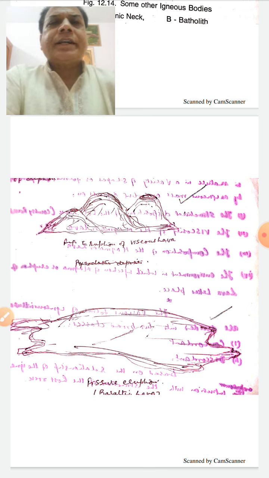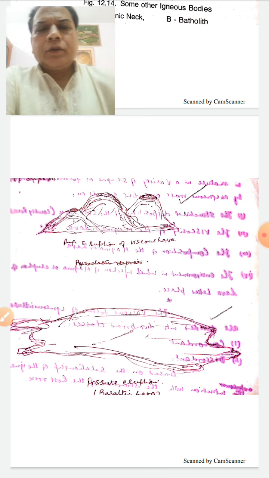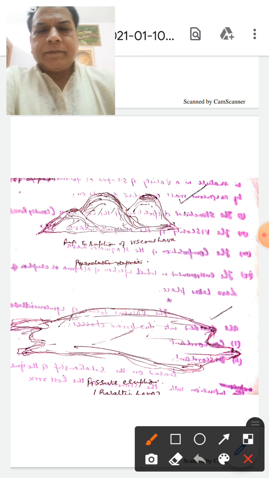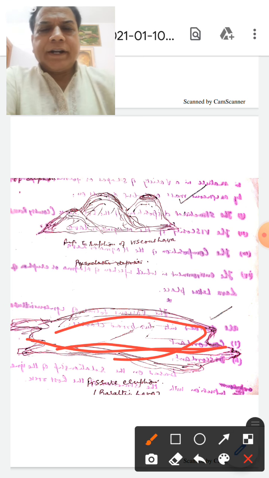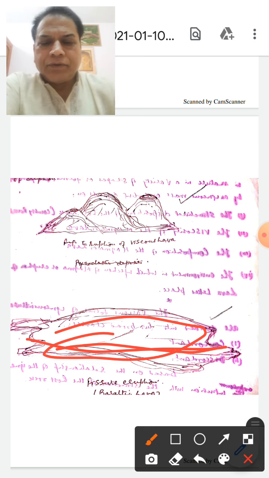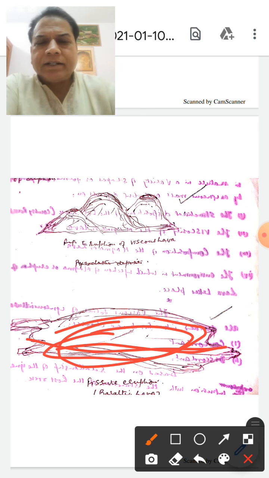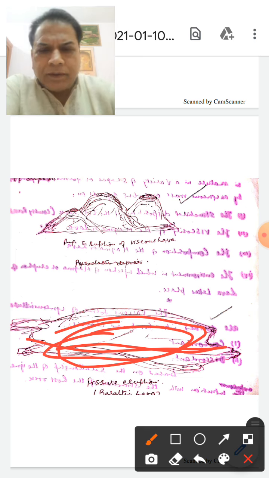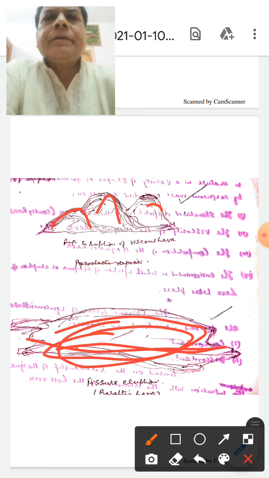They usually form tabular bodies of wide areal extent in proportion to their thickness and elongated in the main direction of flow. You can see it here. This is the main direction of flow, so they get elongated. So this is the fissure type eruption. And this is the eruption of viscous lava, where they get heaped up like this. The pyroclastic eruption.